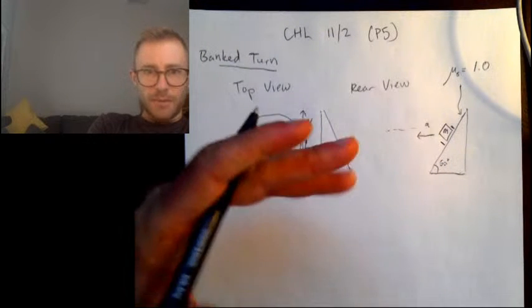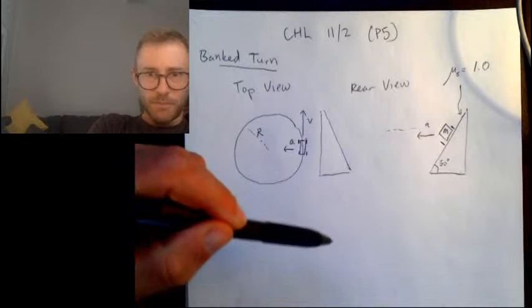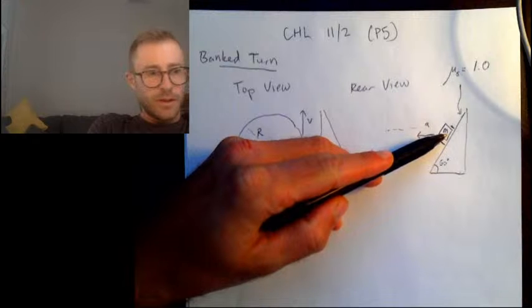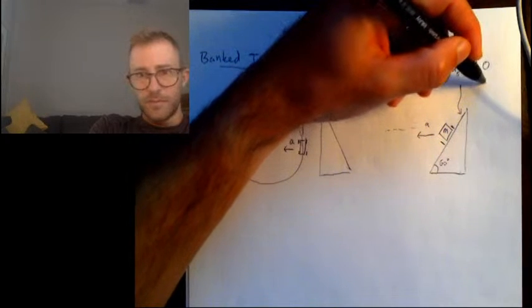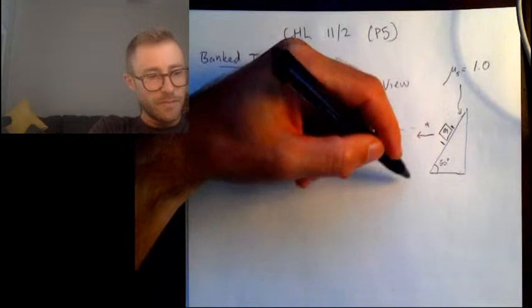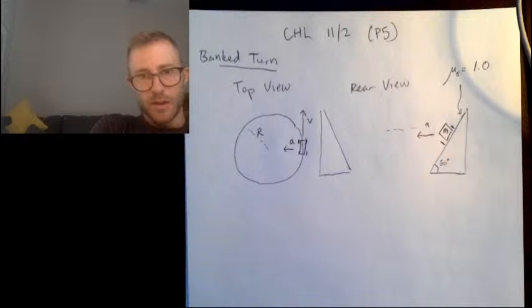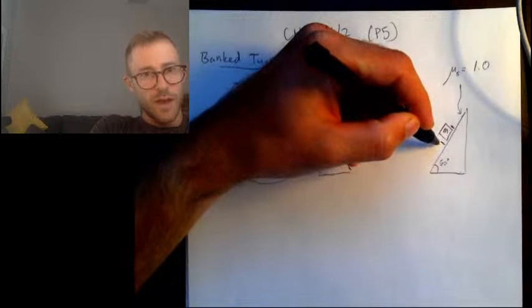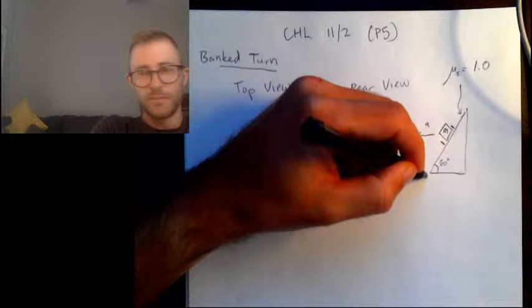Now, what would happen if the car is trying to go too fast around this corner? It would slide up the edge of the turn. It would slide up, up, up, and it would fall over the top. So that's what would happen if the car was going too fast. If the car is going too slow, it's going to slide inward and fall into here.